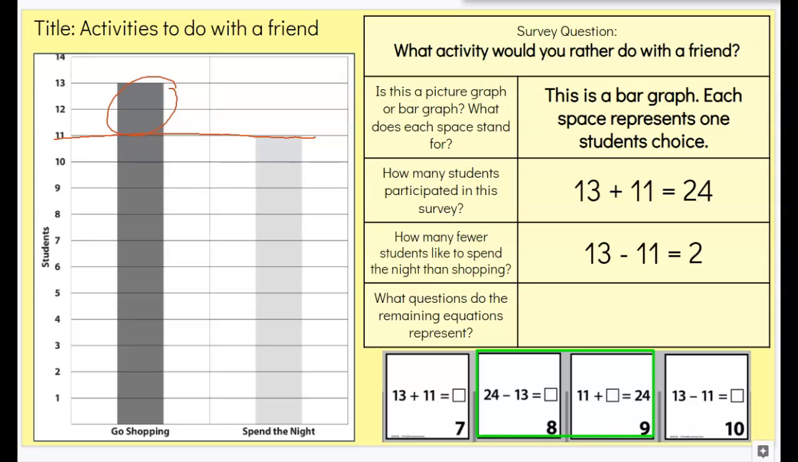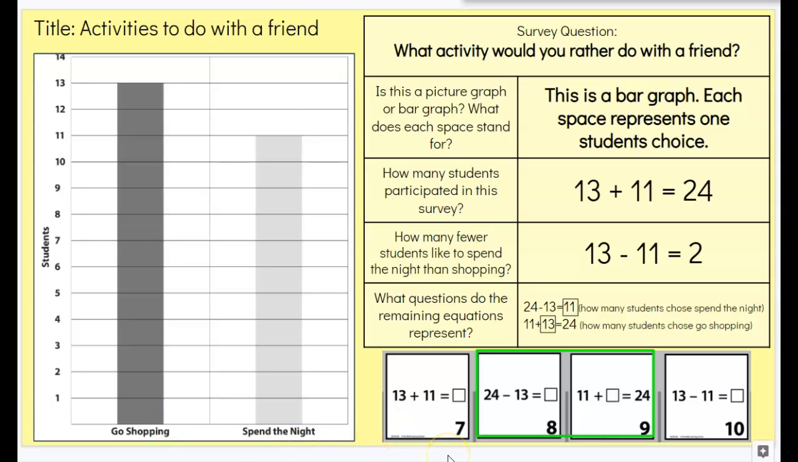Now, our last question to look at, we won't need your whiteboards quite yet, is what questions do the remaining equations represent? That's a little tricky. We haven't talked about anything like that yet. Let's go ahead and have a look at that.